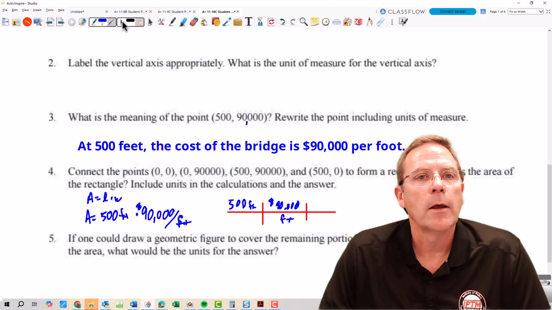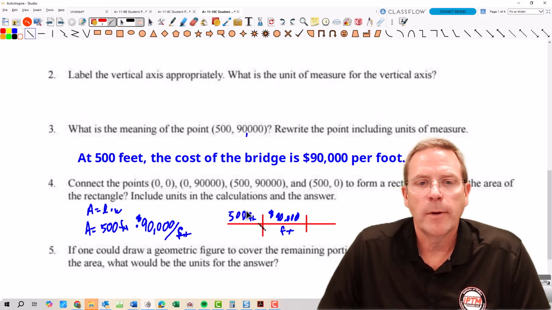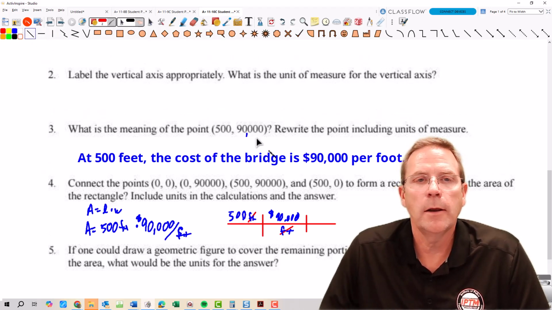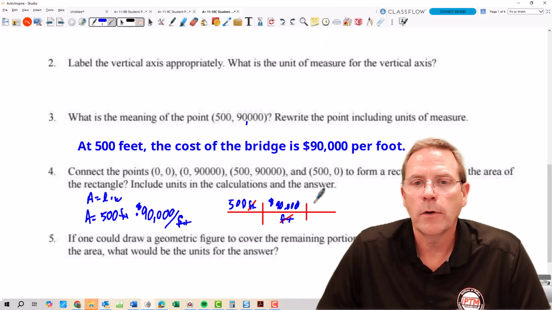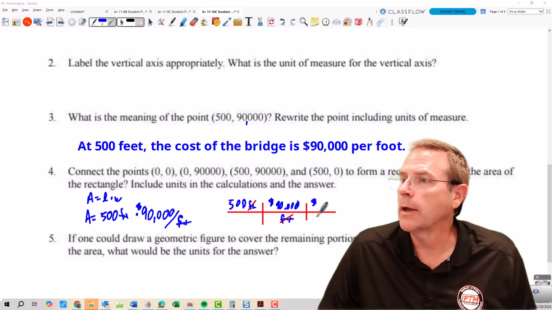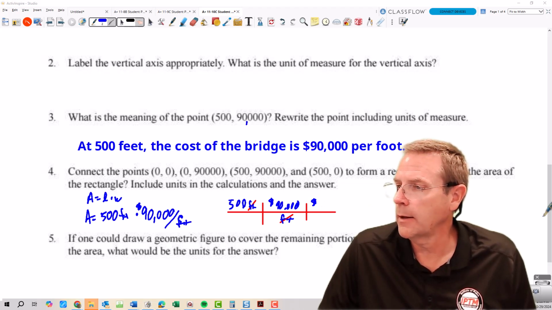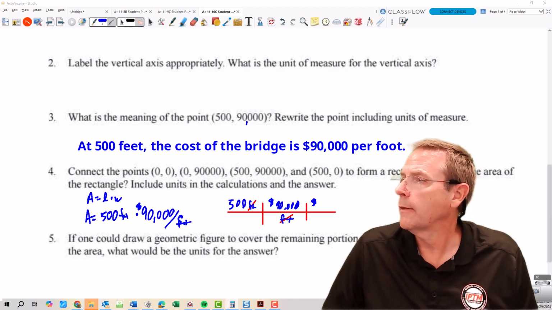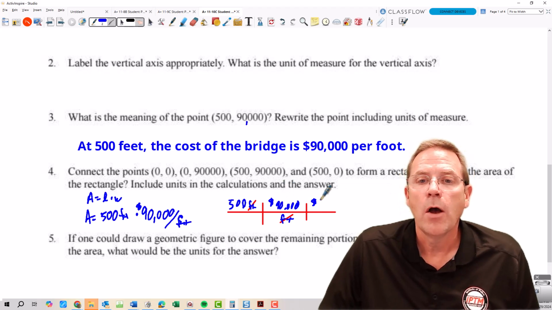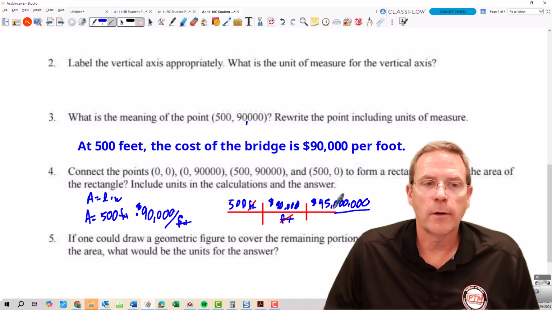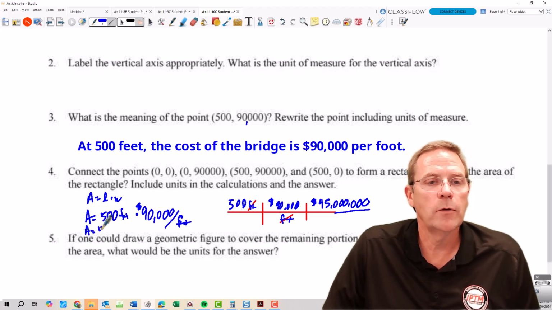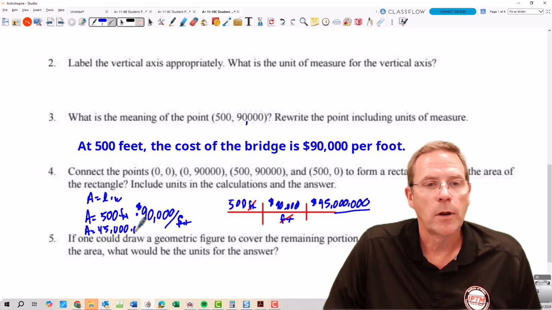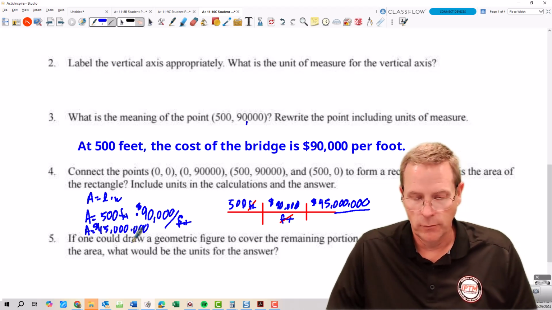When we do that, our feet are going to end up dividing each other out here and here. And that means what unit is left? Only dollars. And then from there we could multiply our 500 times our 90,000. And that's going to equal, holy cow, $45 million just for that anchorage portion. So we would say our final answer for that area is equal to $45 million. And don't forget to include your units.